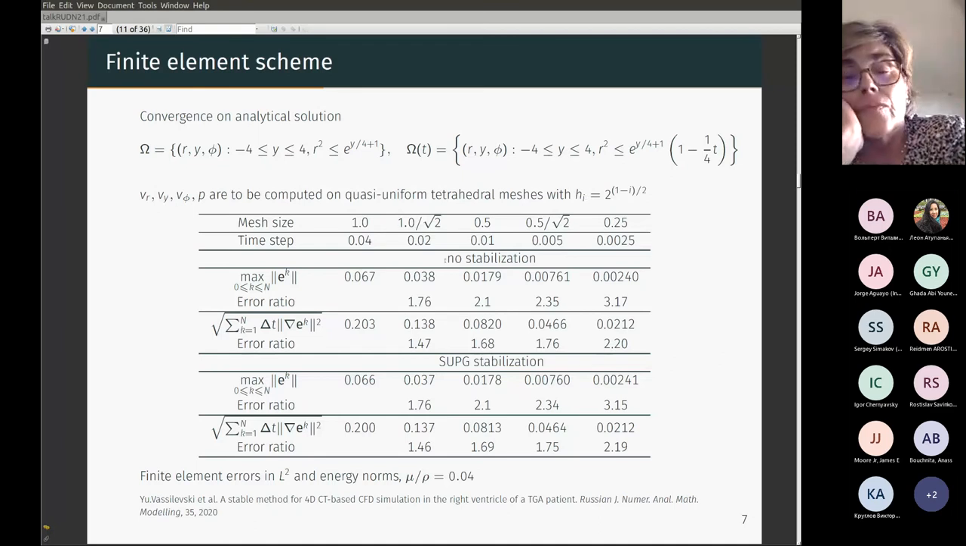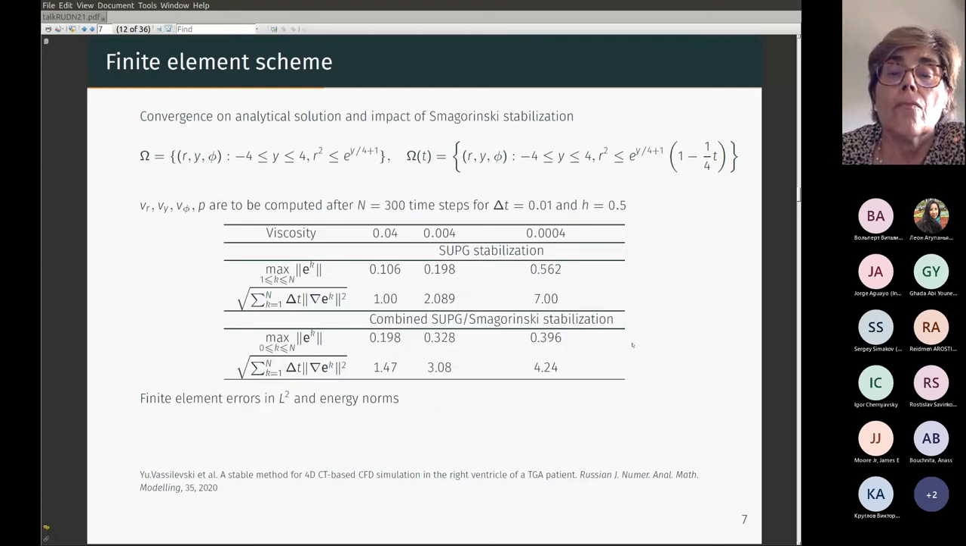So in each column of this table, we have a finer and finer quasi-uniform mesh. The time step of the finite element scheme should also be refined. And we just present here the L2 norm and the energy norm of the error of the finite element solution for the velocity. And we see clearly that the L2 norm shows the third order of accuracy, and the energy norm shows the second order of accuracy, both for the non-stabilized and the SUPG stabilized solution. The density and viscosity in this case are chosen to fit the blood properties. But the velocity in this analytical solution is smaller than the velocity observed in the heart chambers.